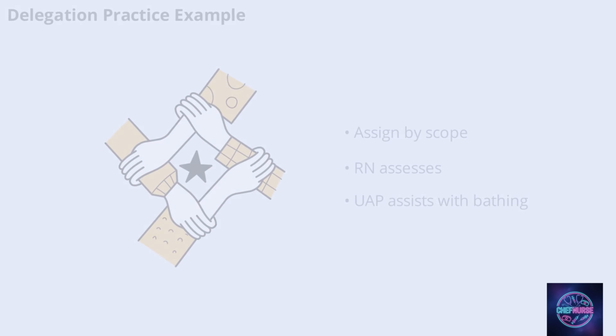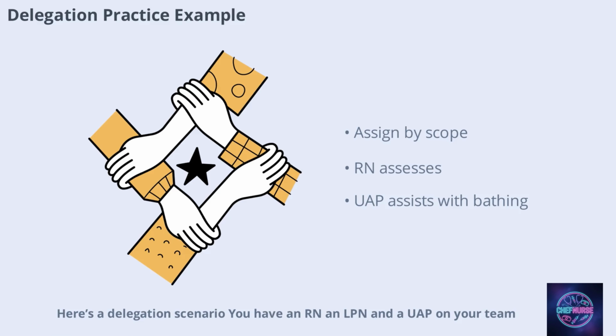Here's a delegation scenario. You have an RN, an LPN, and a UAP on your team. Assign the RN to assess a new admission, the LPN to administer routine medications, and the UAP to assist with bathing. This matches each role's scope of practice and ensures safe, efficient care. Practicing these assignments prepares you for similar NCLEX questions.